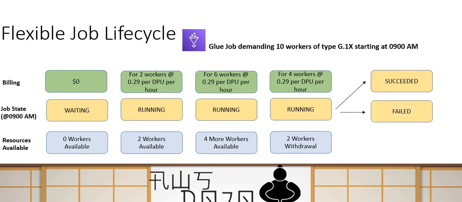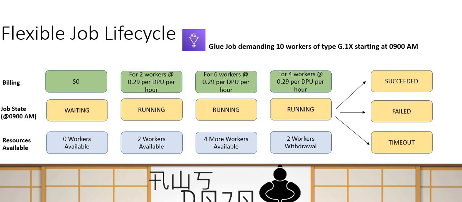Or some error happened in the job, like it can happen with any job. It failed. Okay, nothing to do with the flex option, but yes, there was some error in your code, something was wrong, and your job failed. So it can succeed, it can fail, or it can time out.